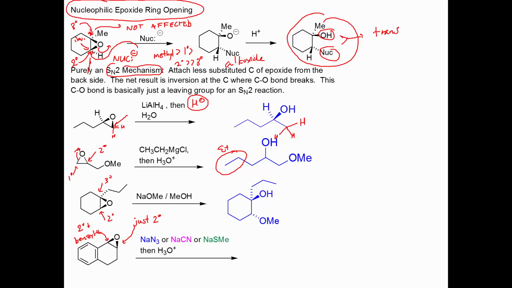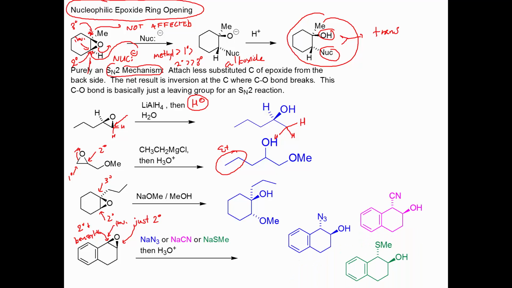So these are nucleophiles that you saw in the nucleophile chapter. Every one of them is going to add to the benzylic carbon, and it's going to add in such a way that we get inversion at that carbon, and the OH group is going to end up at the other carbon, and the stereochemistry there is not going to change. All right, so here are the products from the various nucleophiles attacking this epoxide.